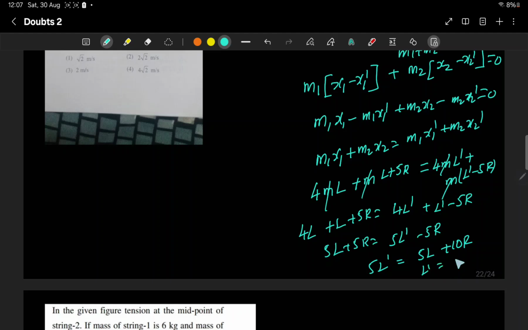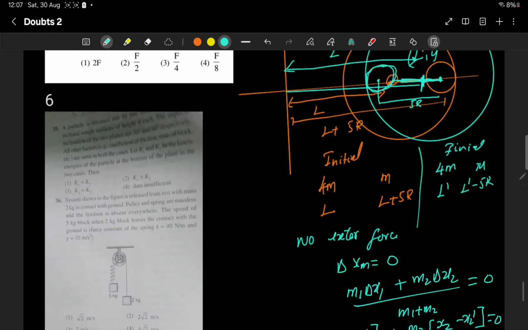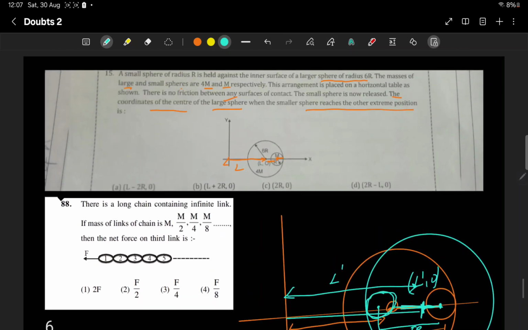So L prime will be equal to simply L plus 2R. So L prime is L plus 2R, the new position is L plus 2R. Here we have L plus 2R. So this is the correct answer.